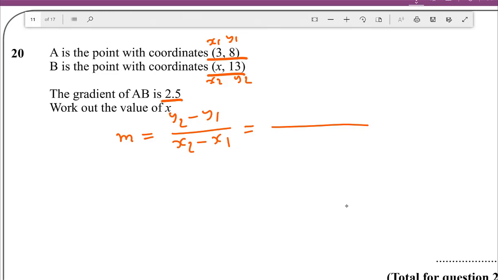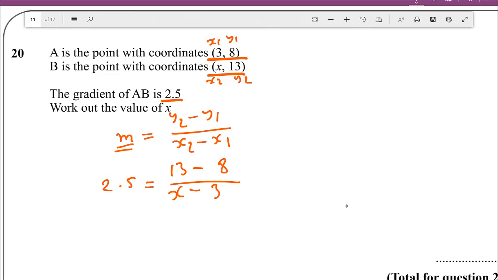Okay, so let's put this information in our formula, and we know that gradient is 2.5. So 2.5 is equal to y2 is 13, and I can see my label there, so I can just plug them into my equation. And y1 is 8, and then x2 is x, and x1 is 3. And then we've got an equation, and all we have to do is solve this equation, and that will give us the answer of x, which is the missing value.